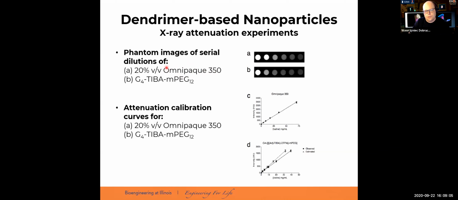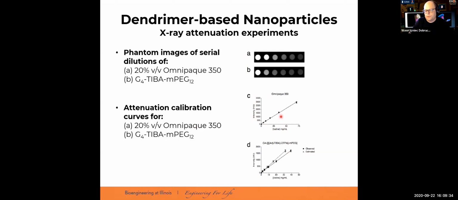iodinated contrast agent. So we use 20% of the contrast agent compared to our agent in terms of the attenuation. And as you can see, it's pretty good, right? So with a high concentration, the intensity is comparable to the iodinated contrast agent. Then we also look at the attenuation calibration curves. So this was a concentration of the iodine, and this was the intensity of the image.